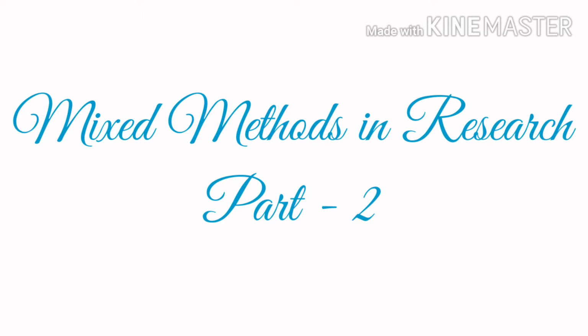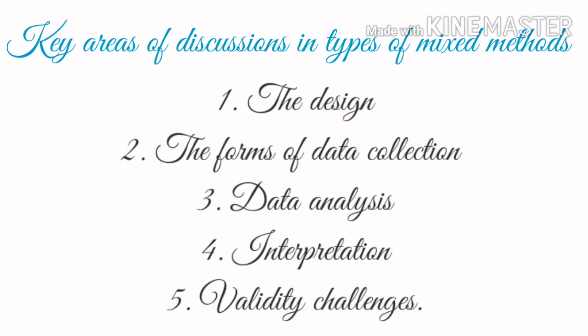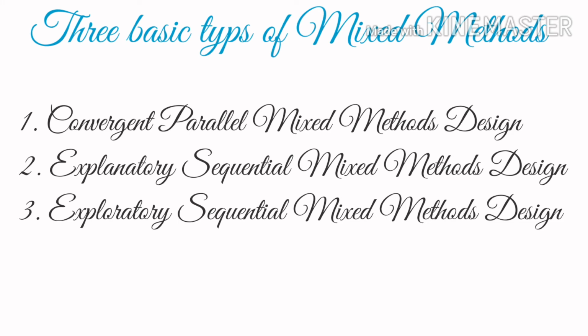Now let's move on to the content of types of mixed method research. Key areas of discussion in types of mixed methods are: 1. The design. 2. The forms of data collection. 3. Data analysis. 4. Interpretation. 5. Validity challenges. There are 3 basic types of mixed methods used in research. 1. Convergent parallel mixed methods design. 2. Explanatory sequential mixed methods design. 3. Exploratory sequential mixed methods design.